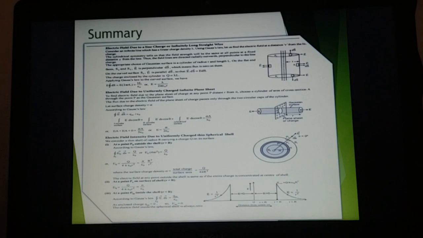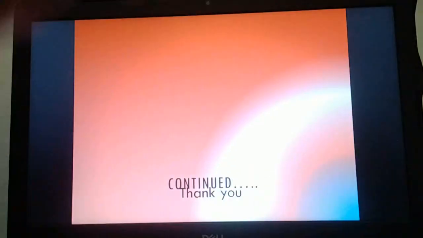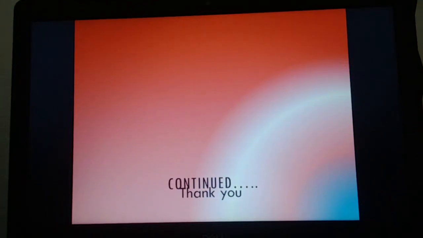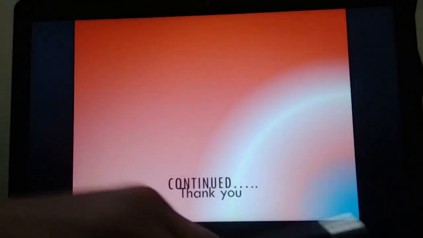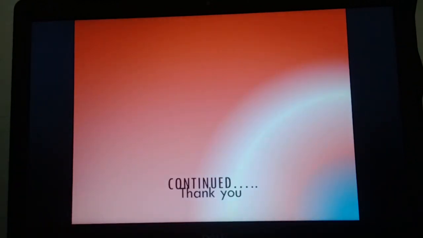Okay, so those are the three applications of Gauss theorem. The first case, electric field intensity due to linear charge distribution, electric field intensity due to surface charge distribution, electric field intensity due to thin conducting shell.